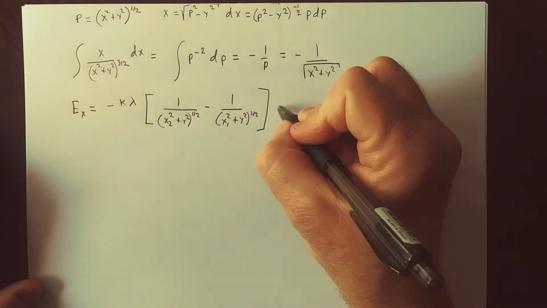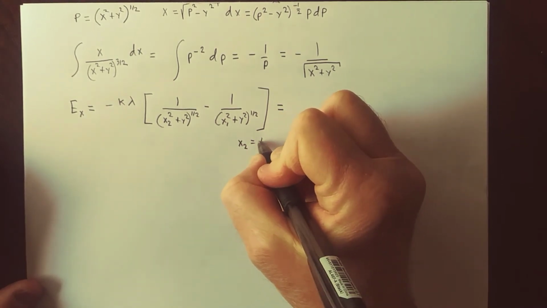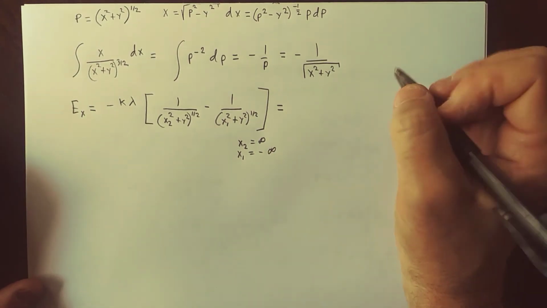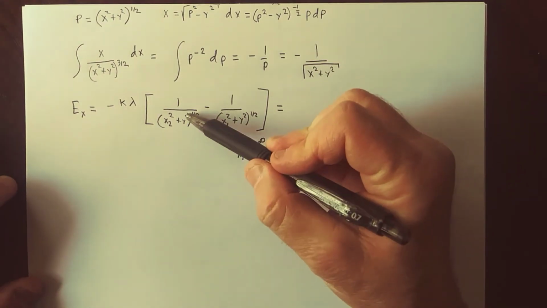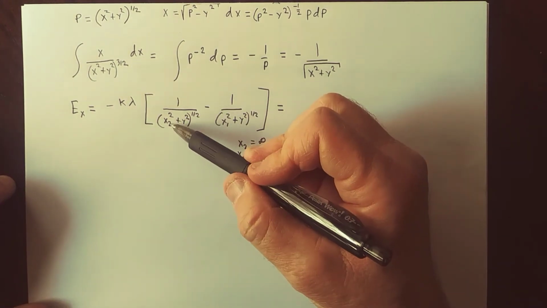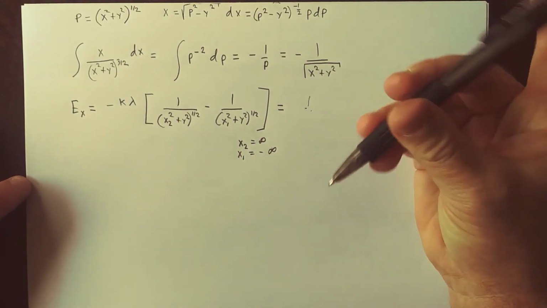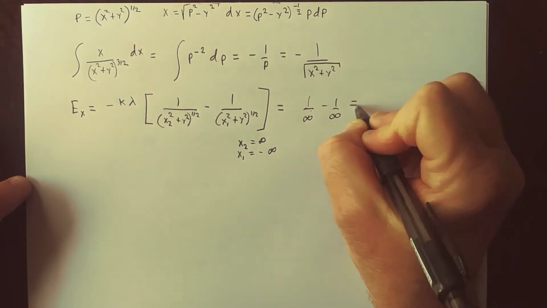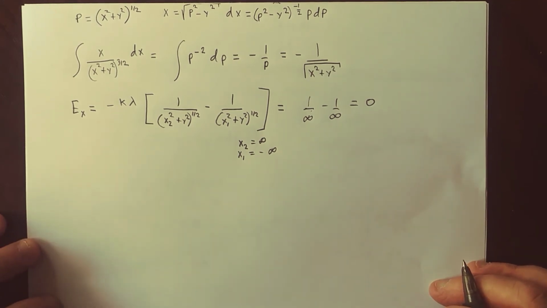And basically what we see is that because x2 equals infinity and x1 is equal to minus infinity, and they both get squared, what really matters here is just 1 over x, because the y is negligible when x is infinity, and so we get 1 over x is basically what we get. So we get 1 over infinity minus 1 over infinity, and therefore the x component is 0. And so it must be true that only the y component remains.